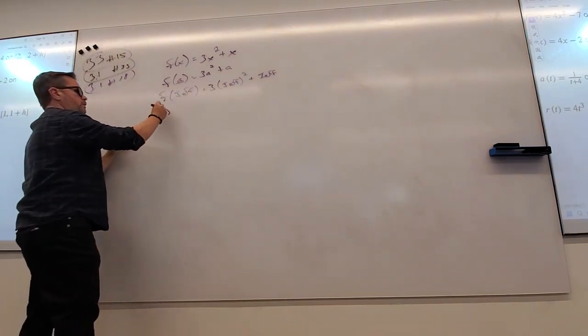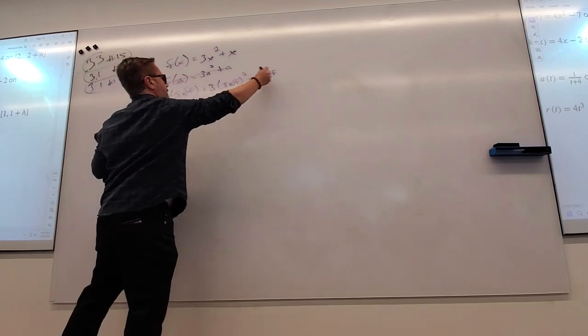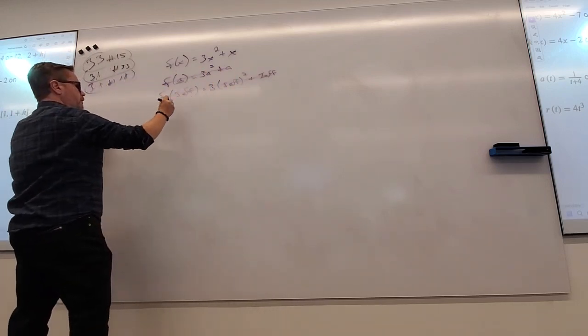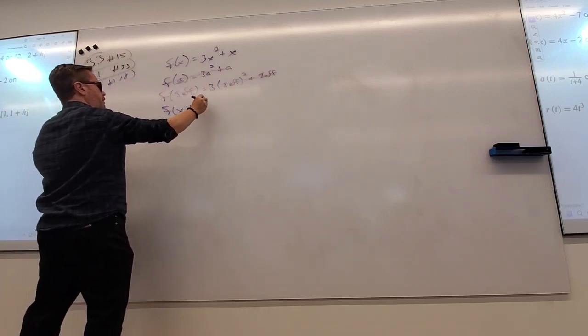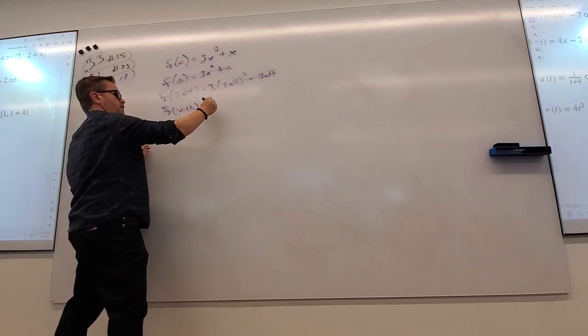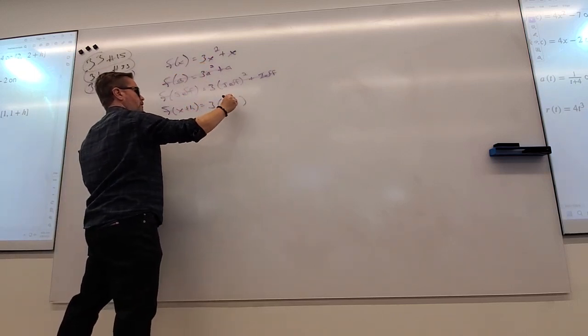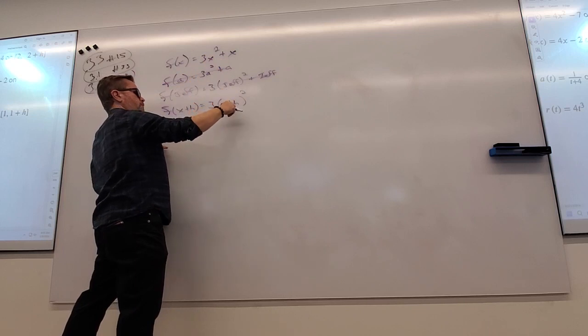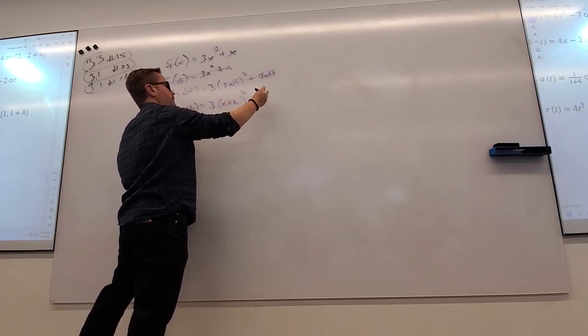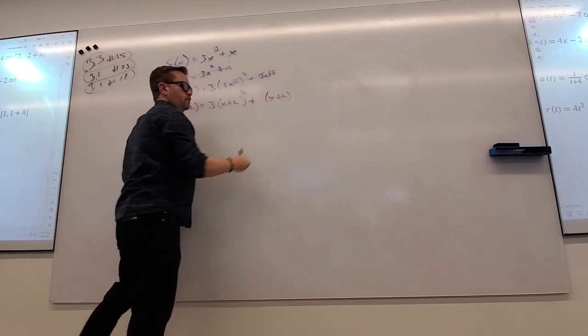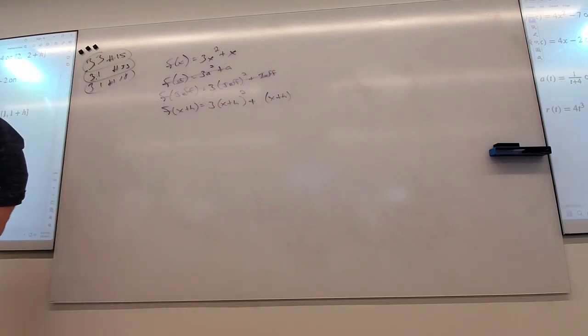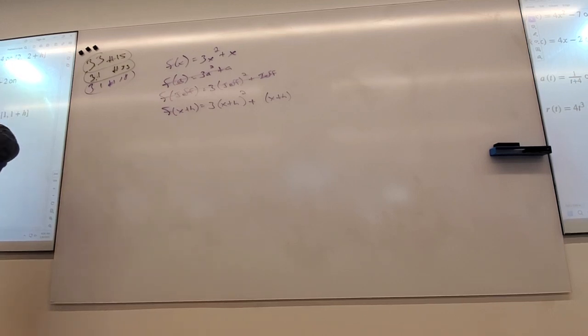So this one wants me to use, I don't need this, I don't need this. I need f of x plus h. So now what am I putting in place of x? x plus h. So 3 times x plus h squared plus x plus h. Do you guys see that? Function notation is so single-minded. Whatever is there, just put it in place of x. That's it. That's all it is.